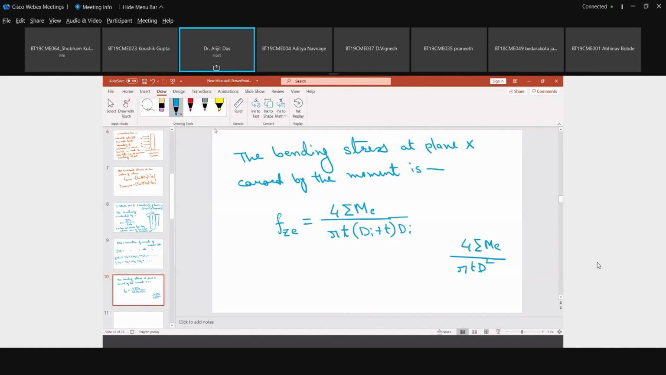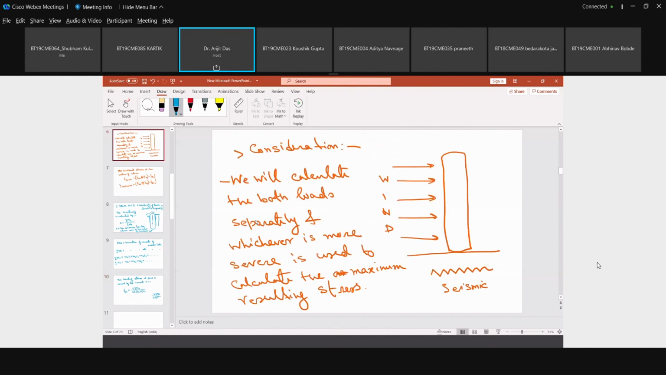Sir, in that seismic activity case, we would know that the stress due to wind would be compressive, but stress due to the seismic activity, will it be positive or negative? How will we know that? Where is the expression for positive or negative?